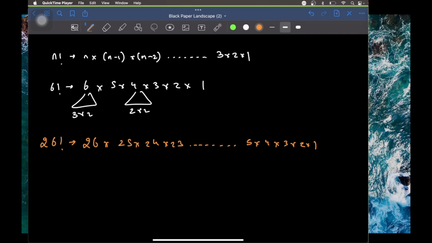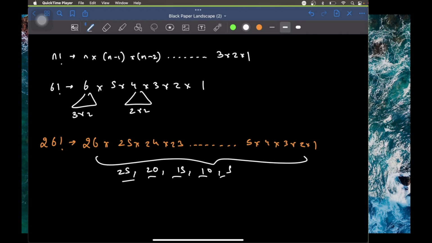Now there are a lot of numbers. For example, 25. Similarly, there will be 20, there will be 15, there will be 10, and there will be 5. There are a lot of numbers that include factors of 5. Can I say that? In this whole region, you have 25, you have 20, you have 15, you have 10, you have 5. All these numbers contain at least one factor of 5. See, this is 5 into 1, this is 5 into 2, this is 5 into 3, this is 5 into 4, this is 5 into 5. 25 contains 2 factors of 5. The rest of these contain 1 factor of 5.